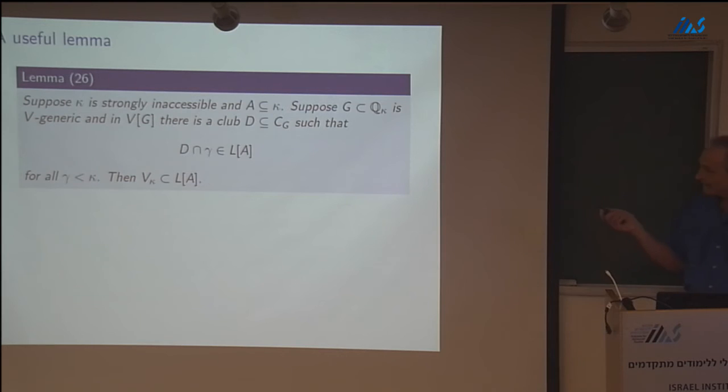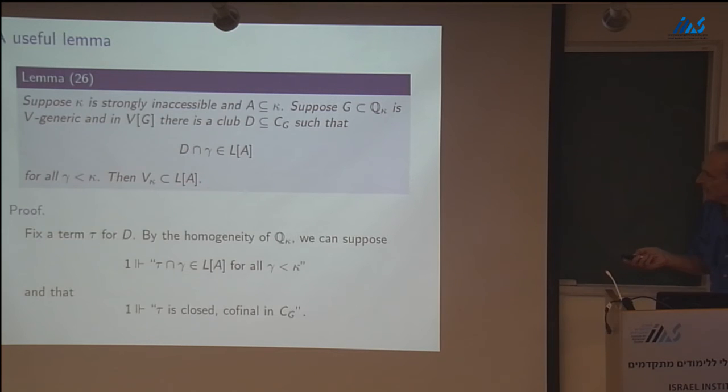Okay, I'm not saying that the initial segments of C_G are all in L[A], just that there's a club, cofinal in the generic club, all of whose initial segments are in L[A]. So this is a necessary and sufficient condition. Obviously, if V_kappa is contained in L[A], then, well, it's less than delta closed forcing, so you don't add any bounded sets. Okay, so this has a pretty easy proof.